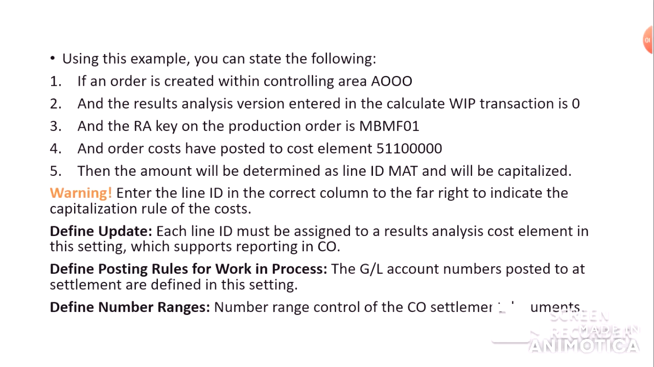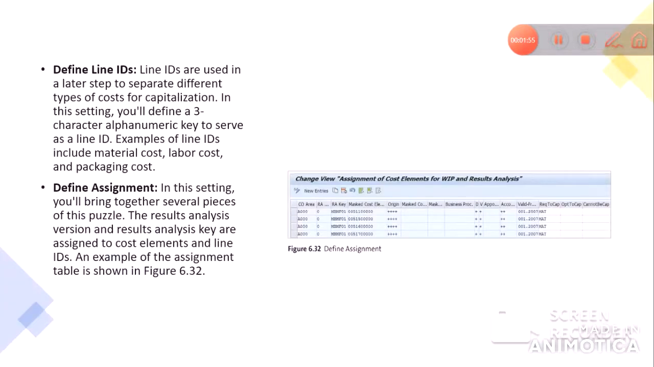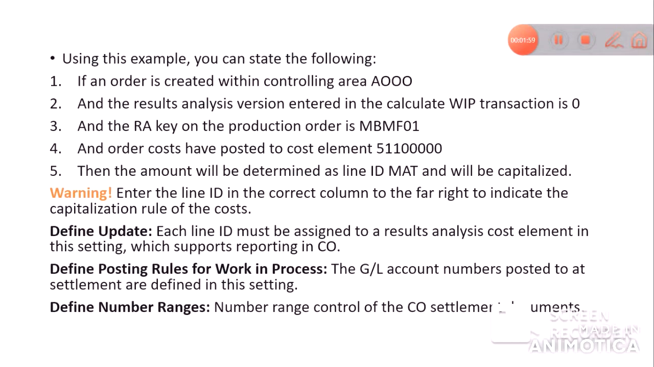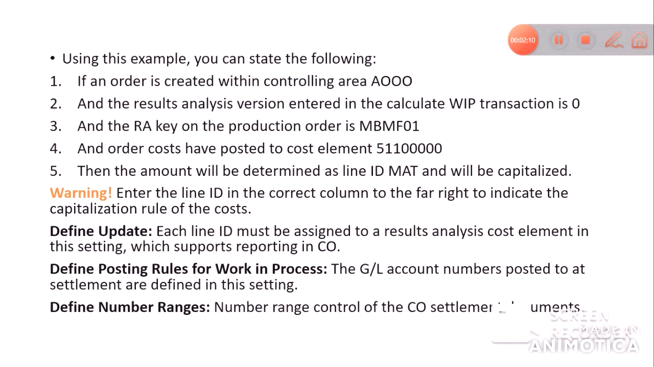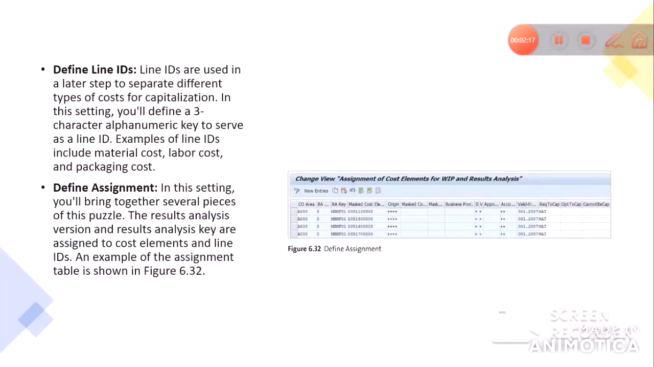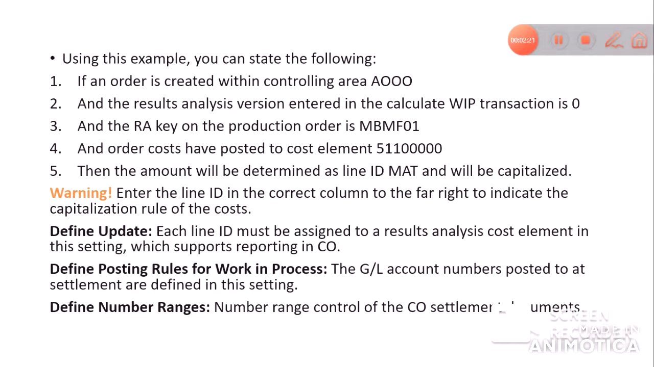So using this example, you can state the following. If an order is created within controlling area A000 and the results analysis version entered in the calculate WIP transaction is 0 and the RA key on the production order is MBM F01 and order costs have posted to cost element 5150, then the amount will be determined as line ID MAT and will be capitalized. So enter the line ID in the correct column to the far right to indicate the capitalization rule of the assets, the rule of the costs.